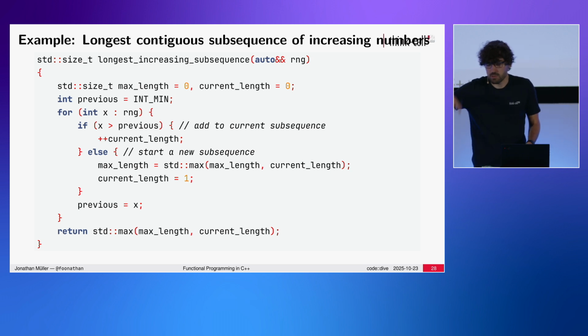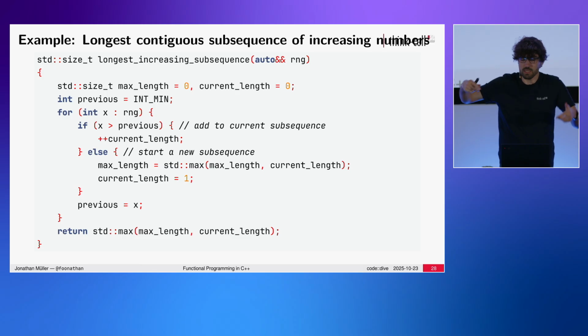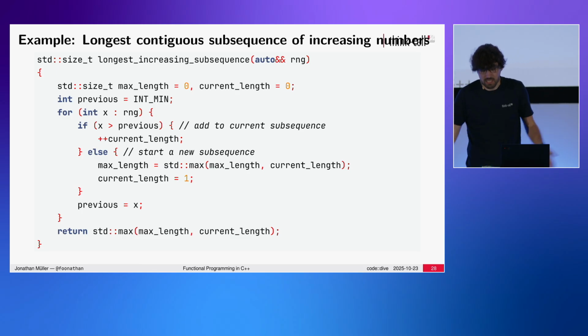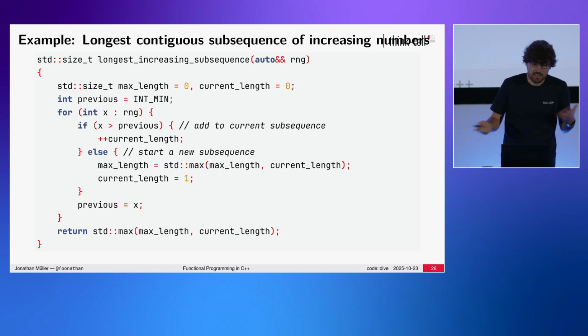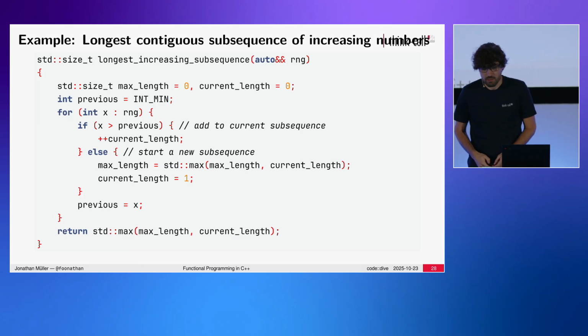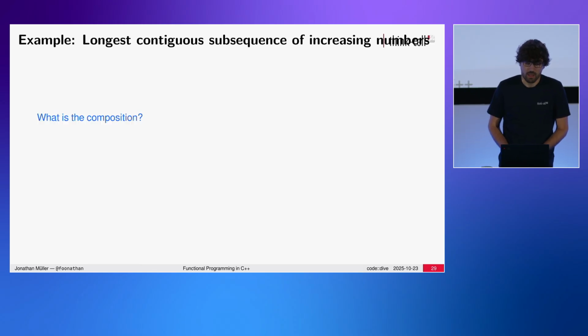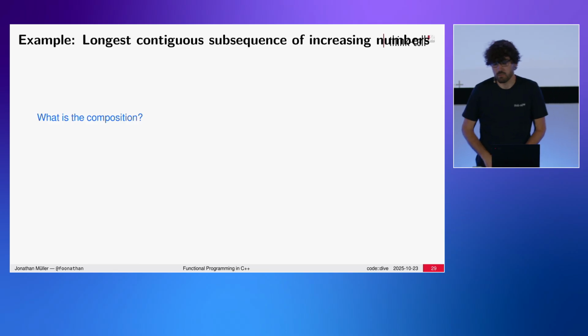And then in the end, remember that the longest contiguous subsequence might be the one at the very end. So remember this std::max at the end there, because the current length might be longer than the maximum we've seen so far. It's very easy to make bugs when you write this kind of code. So, functional, what is the composition?